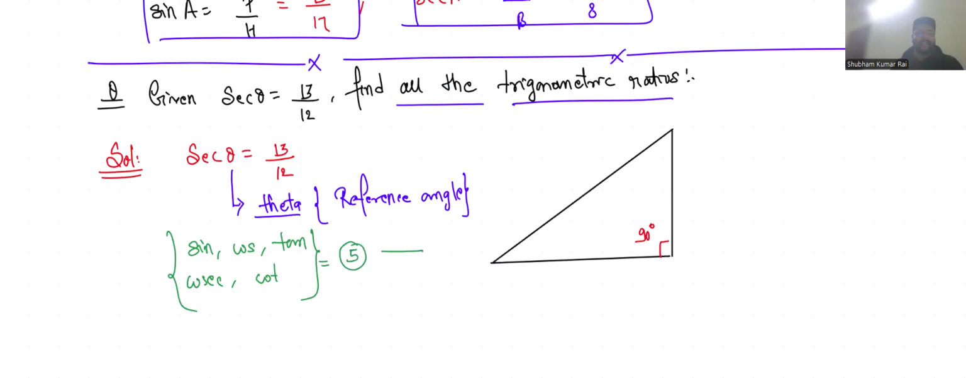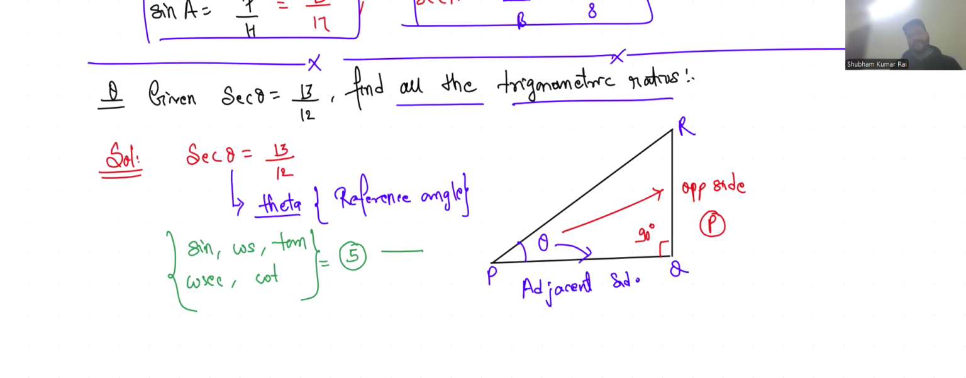So I have just taken the right angle over here. Now let us name this triangle P, Q, R, right? And let us say this is the reference angle, that is theta. As I told you, this is your opposite side, so it will become the perpendicular. And as you can see, this is your adjacent side, so this will become the base. And this side is opposite to 90 degrees, so it will become the hypotenuse. We can write it as H, right?